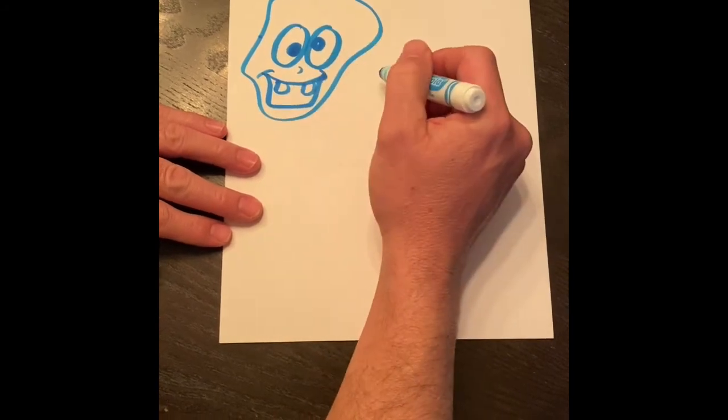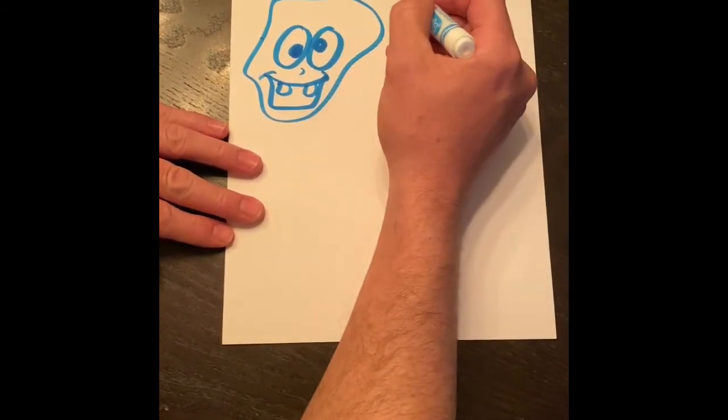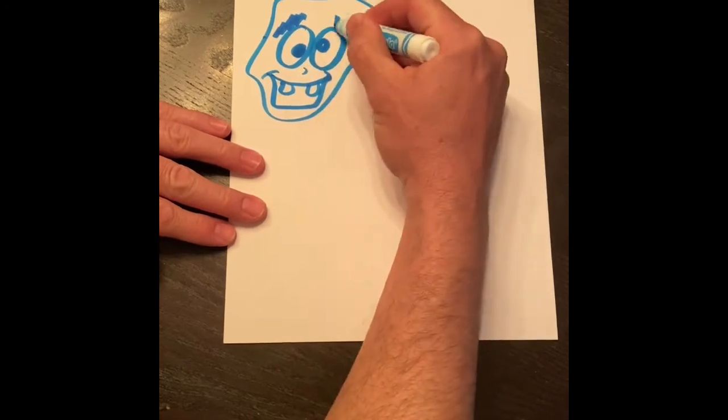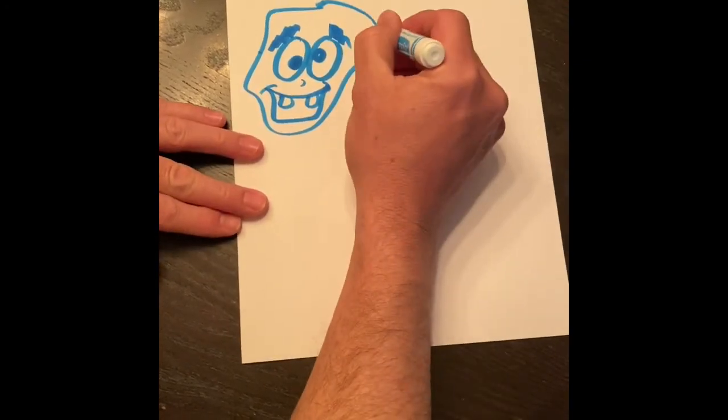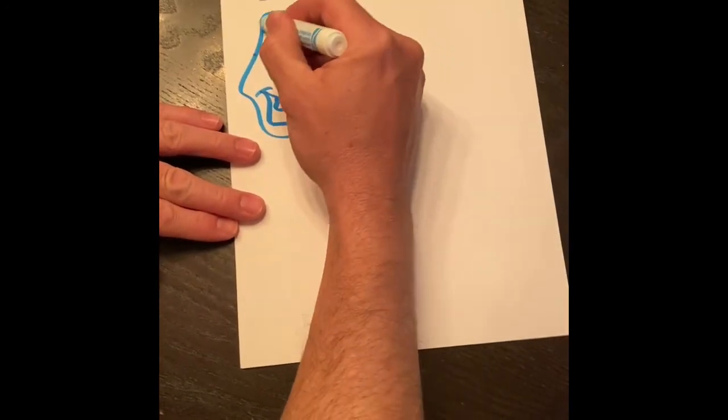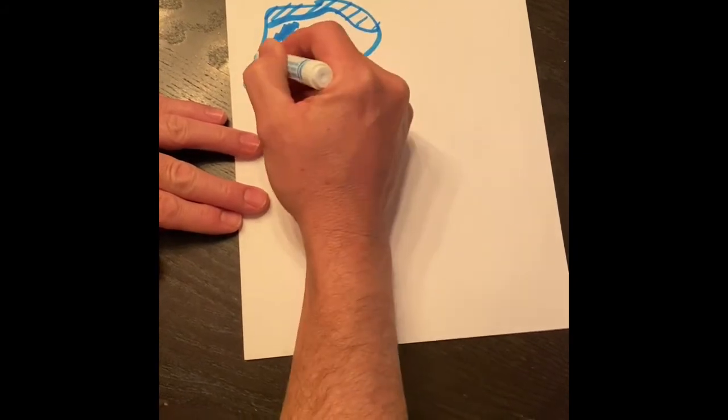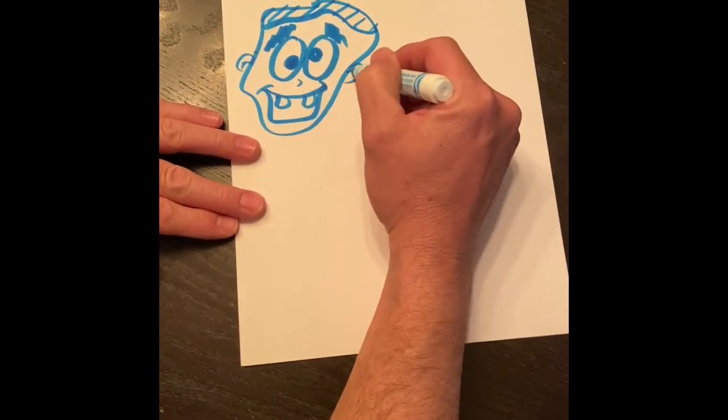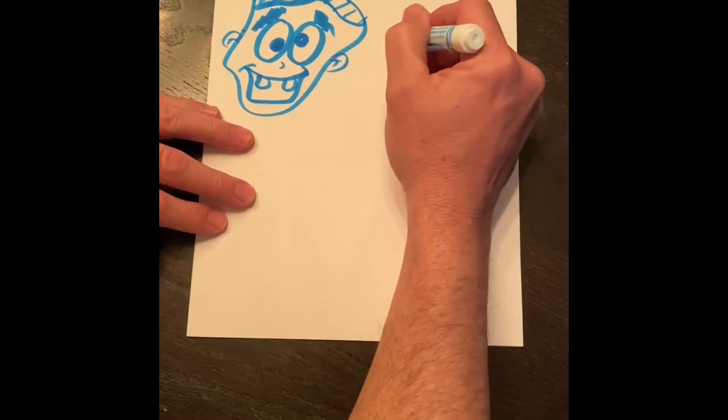Big mouth, few teeth. Lines of expression. And then maybe his hair is just here. Ears are small. People always ask me how I do ears.